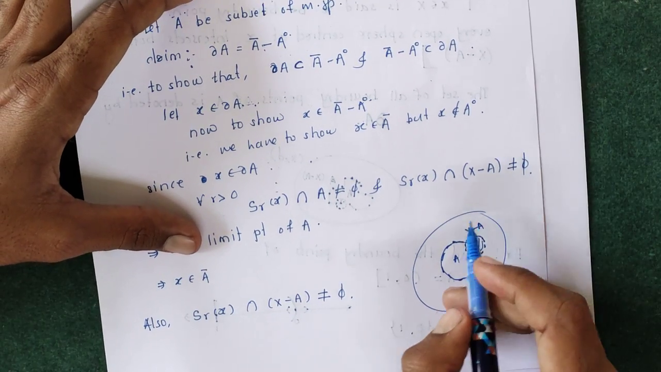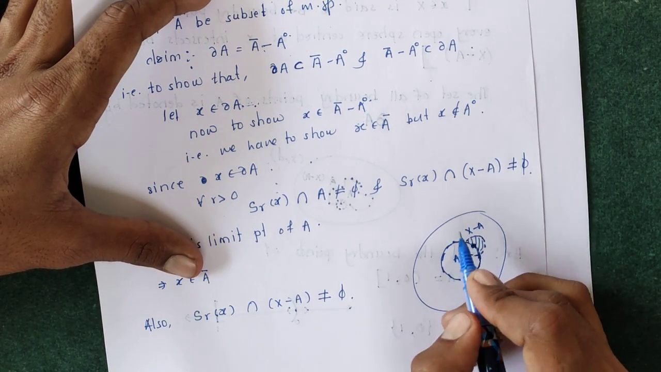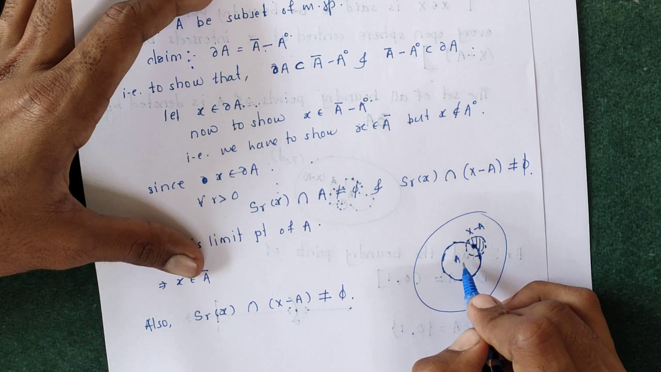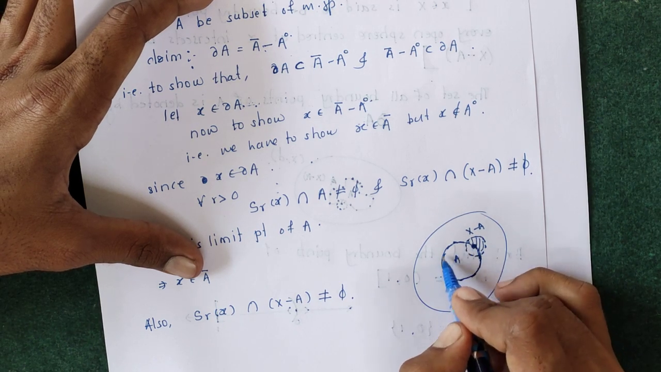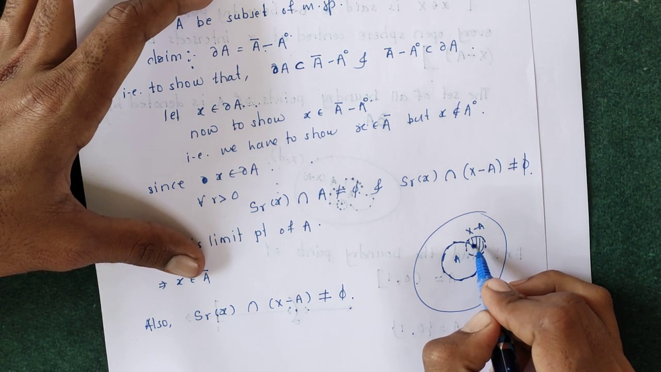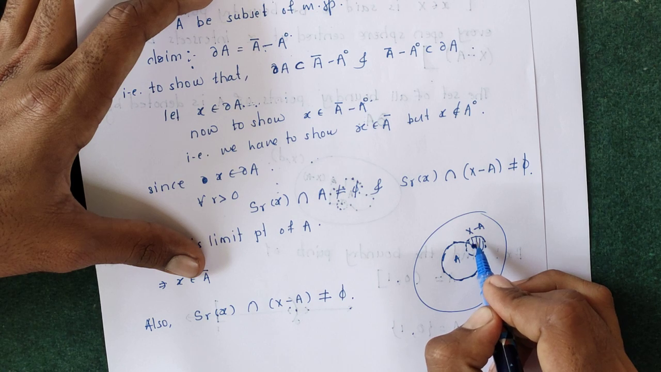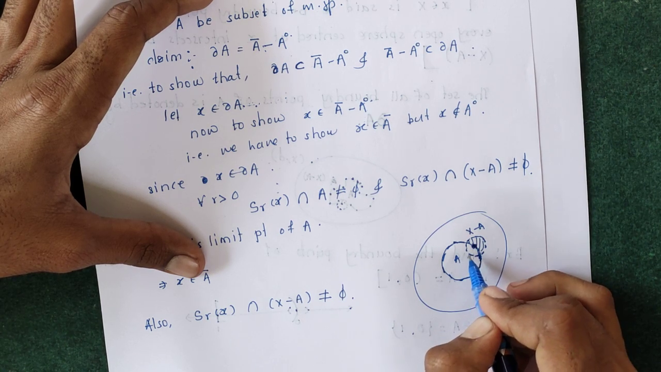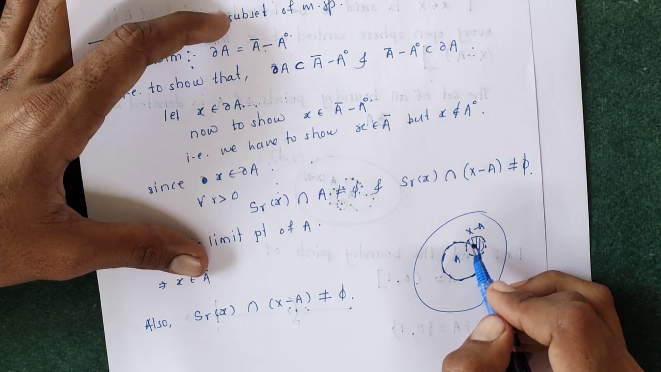So this x is not an interior point. The definition of interior point says that x is said to be an interior point if the open sphere centered at that x must lie totally inside A. But at this x, if you draw the open sphere, then that open sphere goes outside of A. So this x is not an interior point of A.